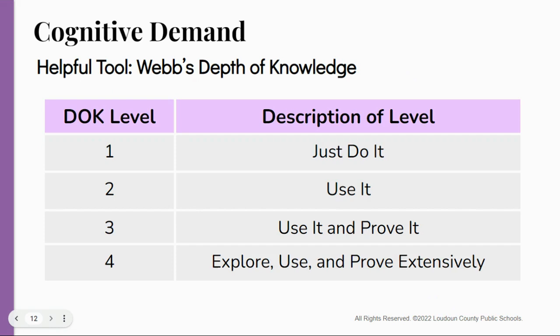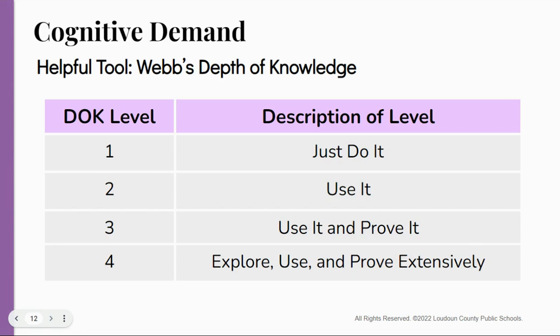In summary, Webb's depth of knowledge is all about what comes after the verb and the complexity. Level 1, just recall the facts to just do it. Level 2, use it. Level 3, use it and prove it. Level 4, explore, use, and prove. The extent of the thinking is broader, deeper, and has greater context at a level 4.